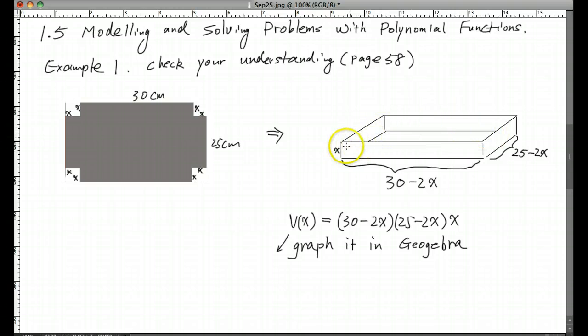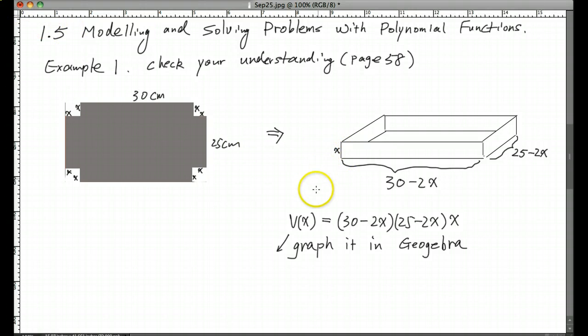So you can see the height folded up is exactly the same as x, and this is going to be the length of the box, which is the 30 in total, subtracted 2x at the two corners. Then the width uses the 25, which is originally from here all the way to the bottom. So subtract 2x, and we would have a width like this, and then x is the height.